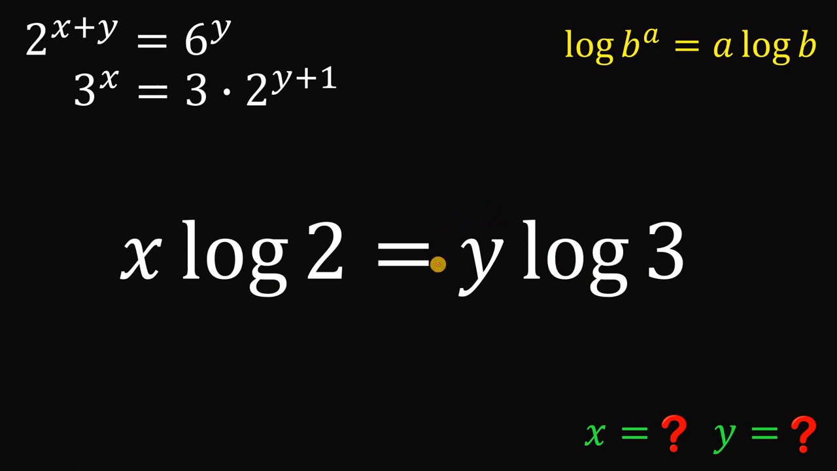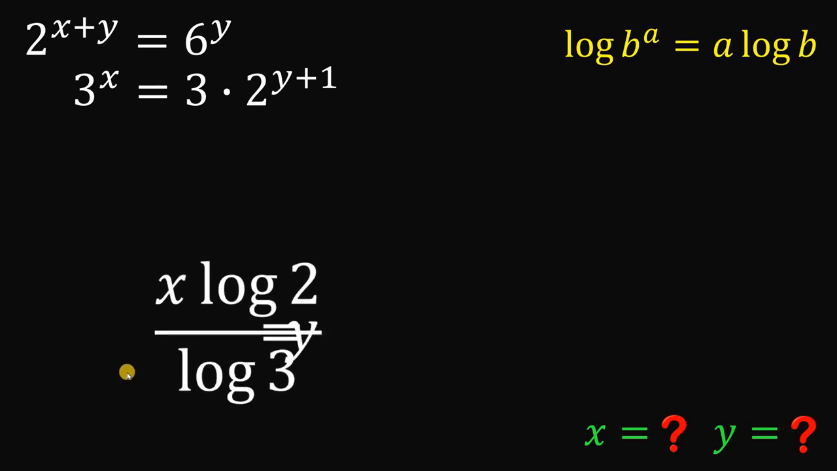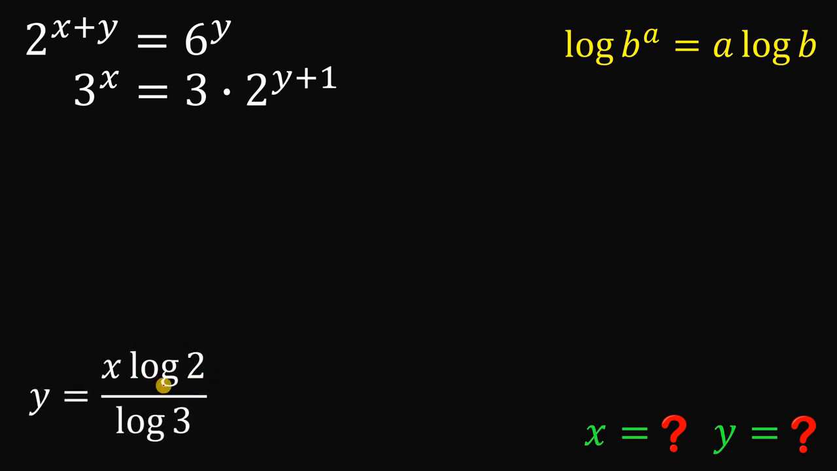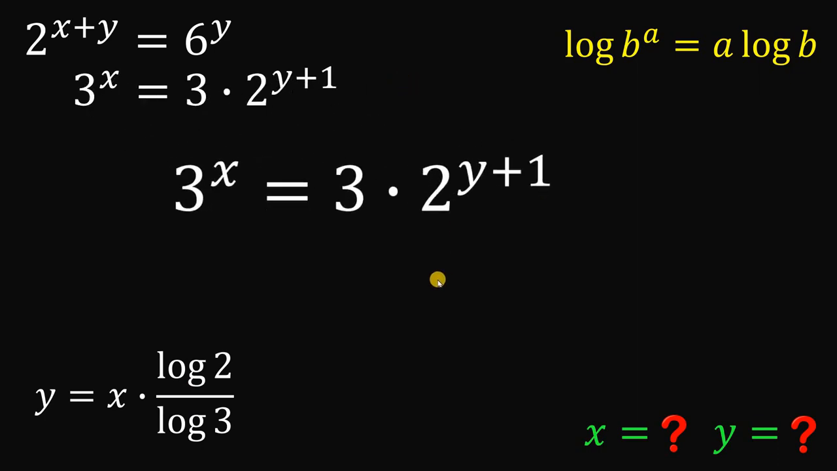Now, let's solve for the value of y in terms of x. To do that, let's divide both sides by logarithm of 3. So this is now the value of y. We have x multiplied by logarithm of 2 all over logarithm of 3. And also, we can simplify this because logarithm of 2 over logarithm of 3 is a constant. So we can write this as x multiplied by this constant, logarithm of 2 over logarithm of 3. Now, let's continue. Let's take now the second equation.